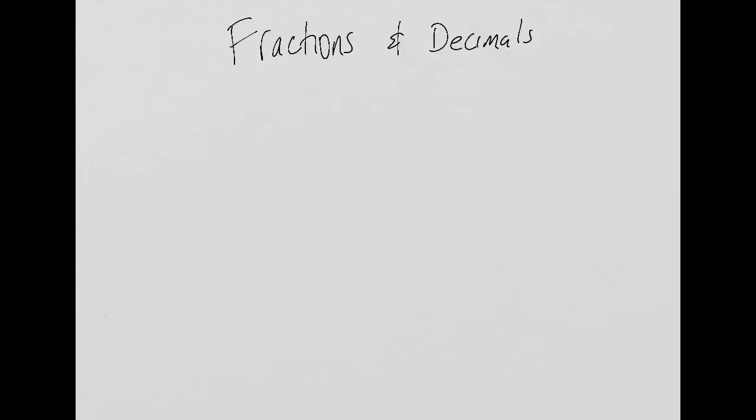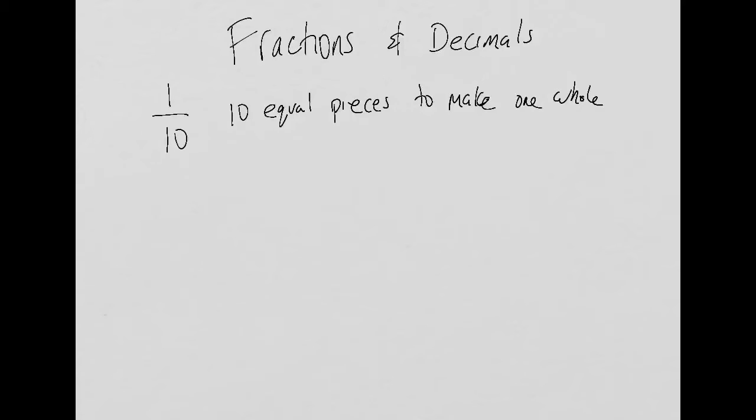Okay, today we're going to look at fractions and decimals. So let's start off with 1/10. 1/10 simply means that we need 10 equal pieces to make a whole. To make one whole. So now in real life, the example I can give you is with money, because 10 cents is a dime. And you need 10 dimes to make $1.